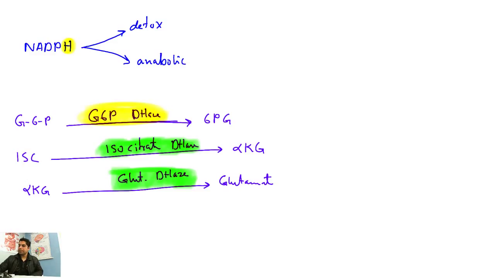Now there's the issue. The issue here is there's no such thing as isocitrate dehydrogenase deficiency or glutamate dehydrogenase deficiency. They would be severe. They don't exist. If they do, it's a small amount and people usually don't survive. But there is such a thing as glucose 6-phosphate dehydrogenase deficiency.